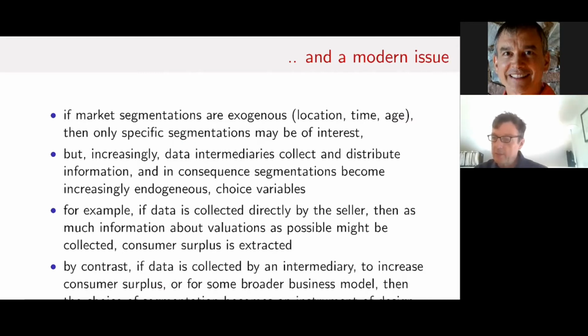And so one could think about these segmentations as largely arising from fixed descriptions of the characteristics. But increasingly, with data intermediaries collecting and distributing a lot of this information, that's of course happening in marketing all the time, but now think about digital platforms such as Facebook and Google, having a lot of information about the interests and the characteristics of consumers. We can think about these consumer segmentations as increasingly the endogenous variable, choice variables that the platform thinks about supporting.